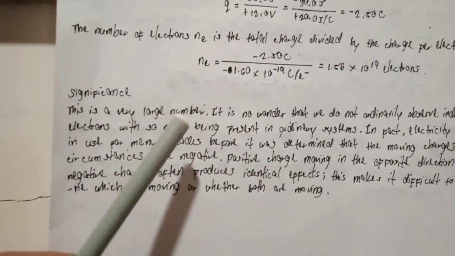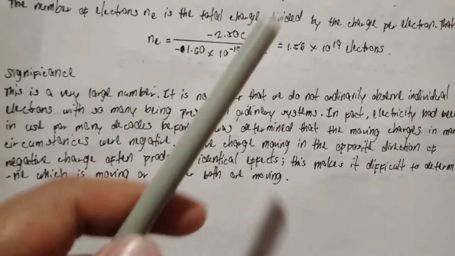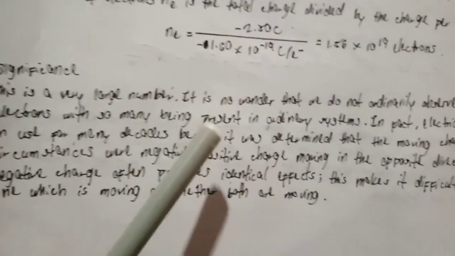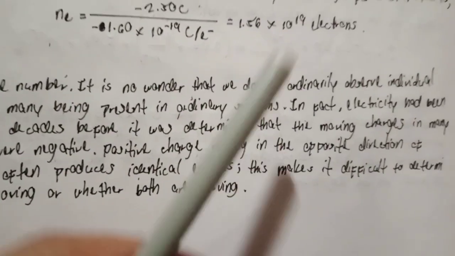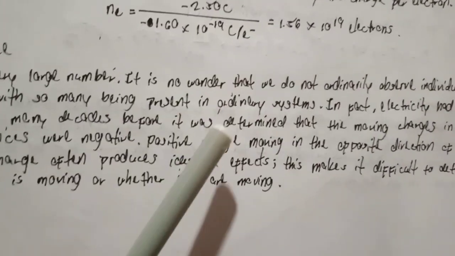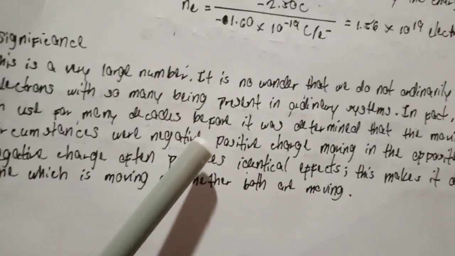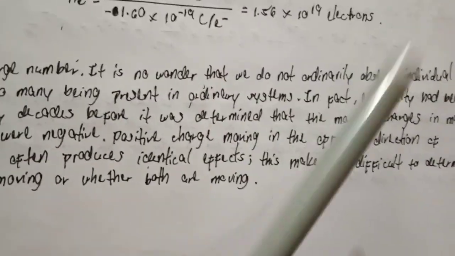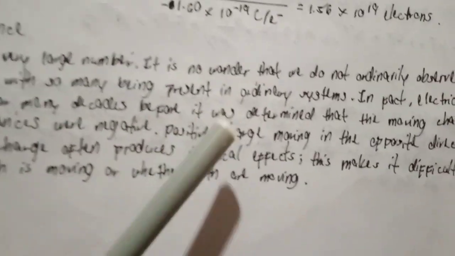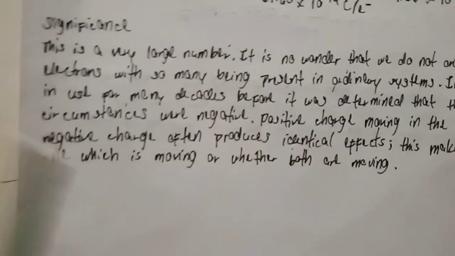Significance: this is a very large number. It is no wonder that we do not ordinarily observe individual electrons with so many being present in ordinary systems. In fact, electricity had been in use for many decades before it was determined that the moving charges in many circumstances were negative. Positive charge moving in the opposite direction of negative charge often produces identical effects. This makes it difficult to determine which is moving or whether both are moving.